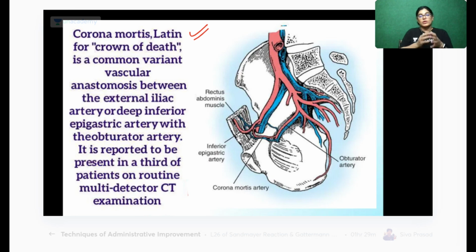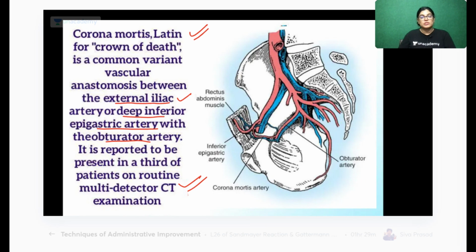When we are talking about corona mortis, the word means the crown of death, and it is a common vascular variant. It is formed by an anastomosis between the external iliac artery and the deep inferior epigastric artery. So what is the anastomosis occurring between the branch of the external iliac artery or the deep inferior epigastric artery with that of the obturator artery? Yes, Praveen, this anastomosis occurs between the obturator artery and the branch of the external iliac artery.